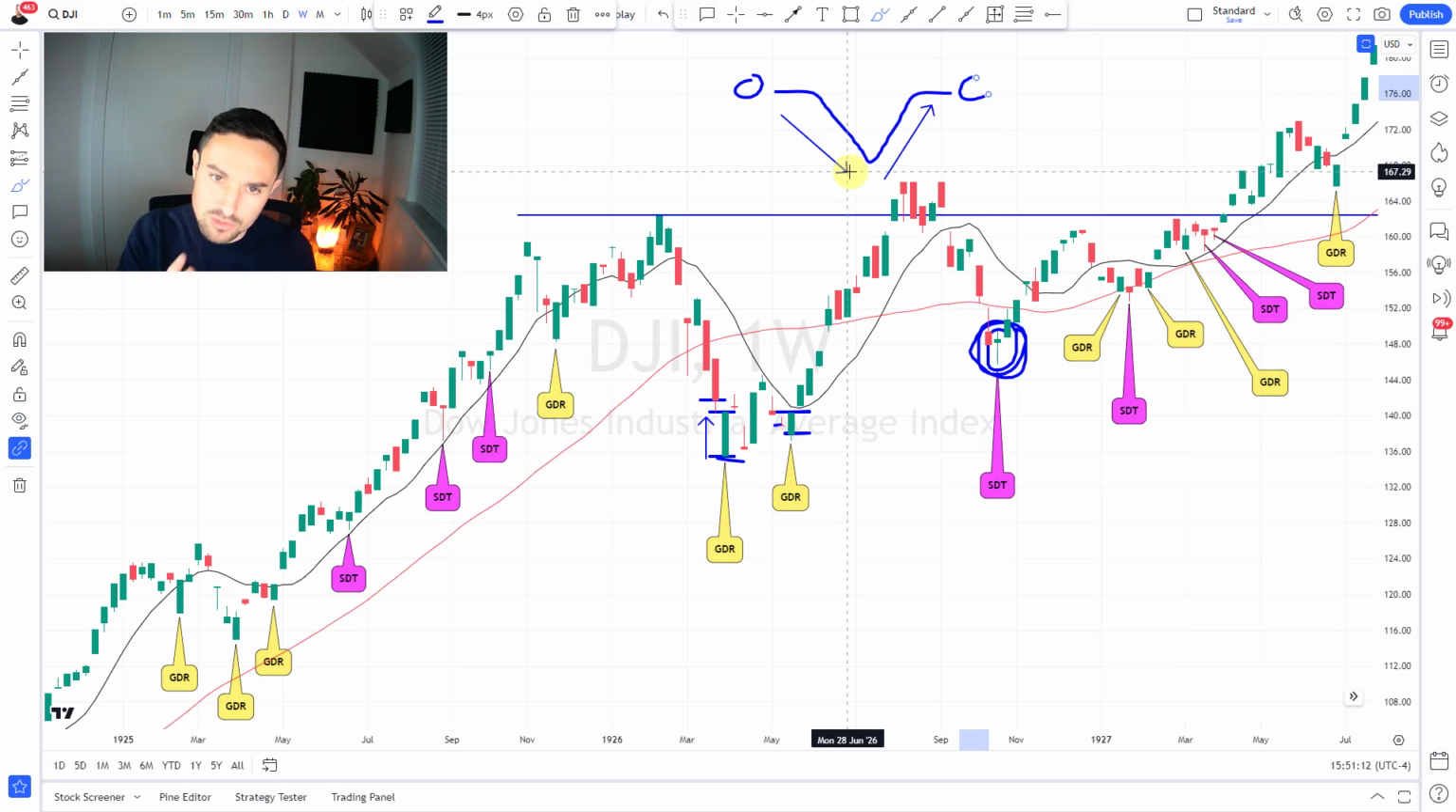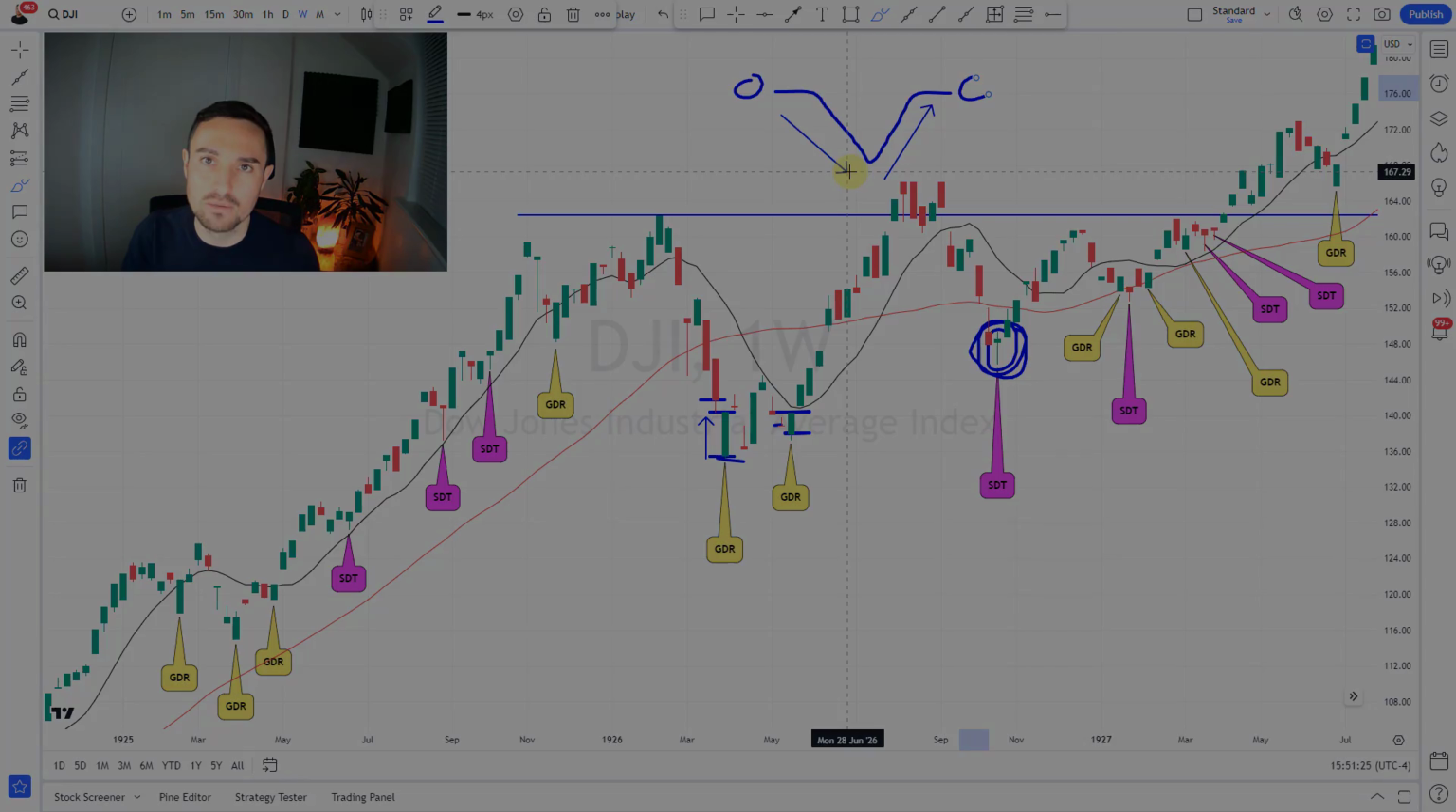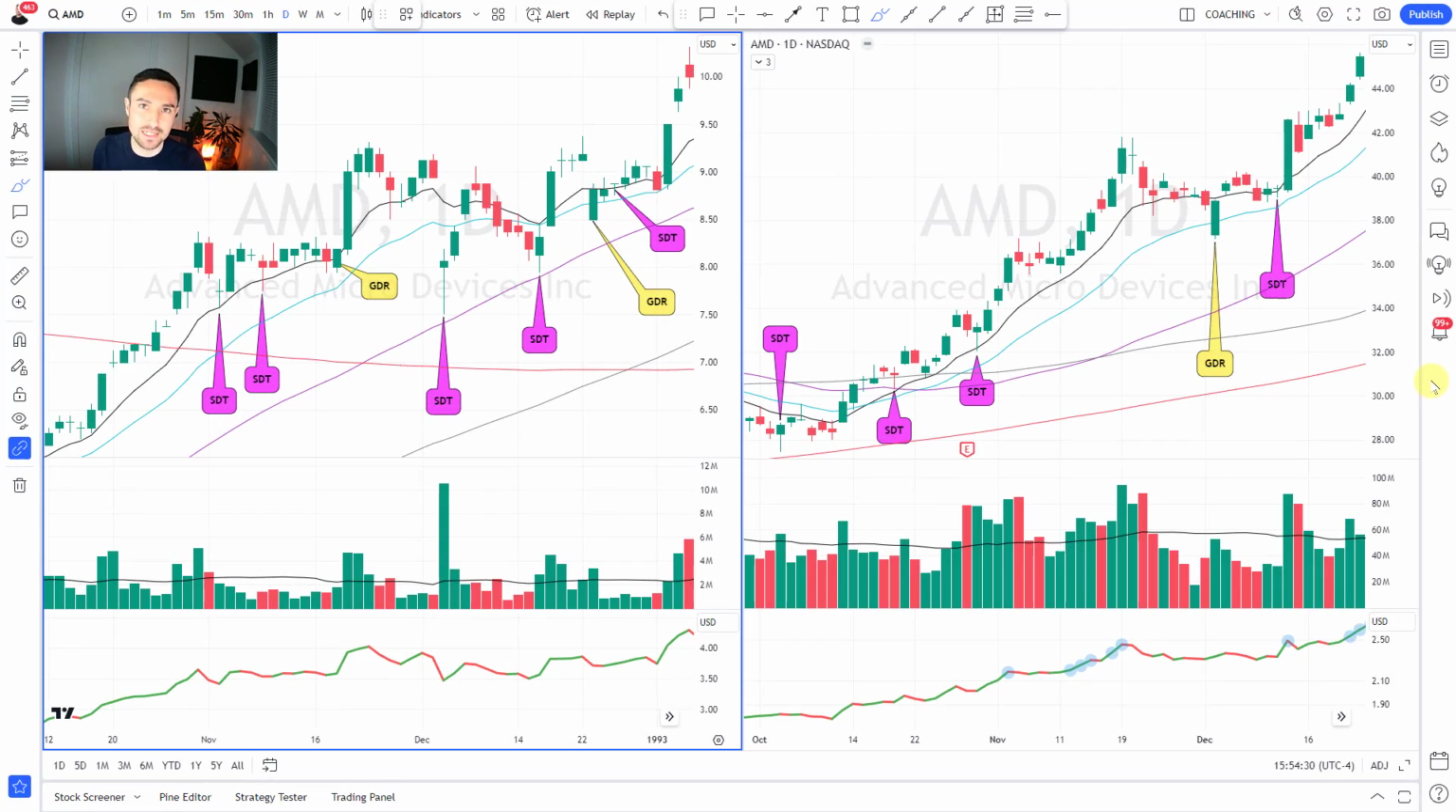Okay, so now you've got a little bit of a feel for gap down reversal bars and shakeout demand tails. You can see them on the weekly chart here for the Dow Jones back in the 1920s. We're now going to look at AMD side by side, 27 years apart. So we've got the charts of AMD loaded. On the left hand side, the chart is from December 1992, and on the right hand side, the chart is from December 2019. So these charts are 27 years apart.